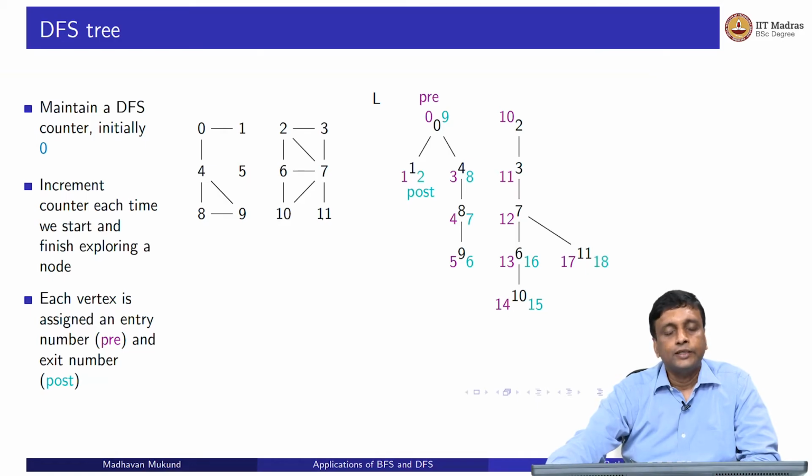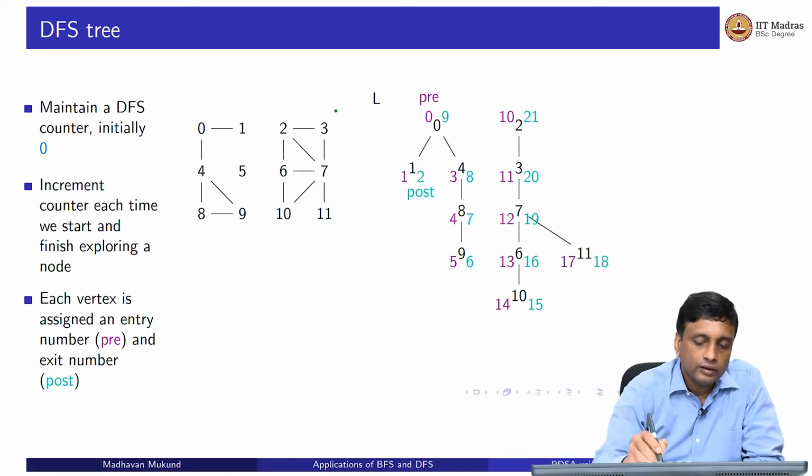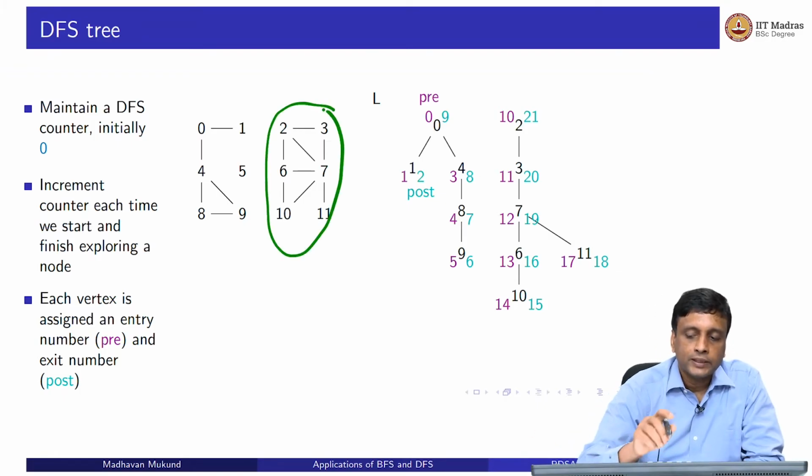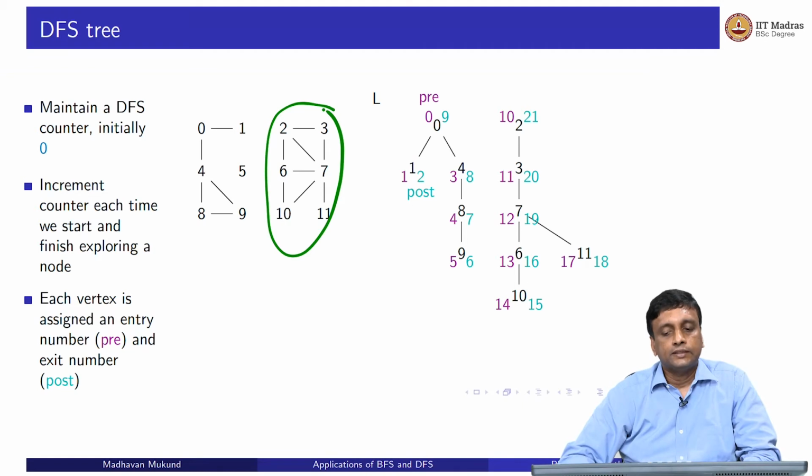But 11 is a dead end, so I finish 11 at 18. Now I come back to 7, 7 is a dead end, so I finish 7 at 19. Now I finish 3 at 20 and I finish 2 at 21. So now starting at step 10 and going up to step 21, I have finished these 6 vertices.